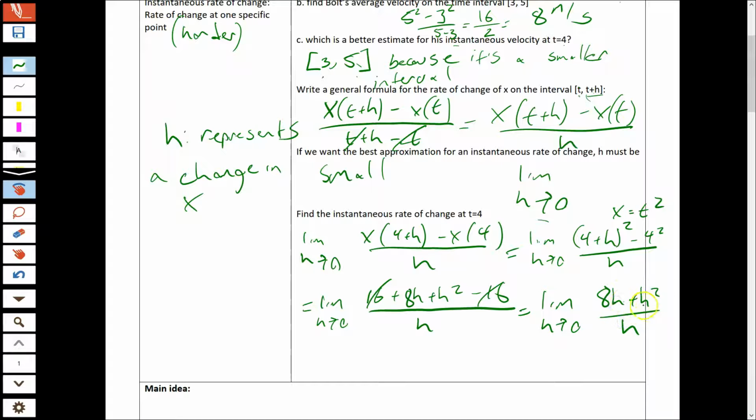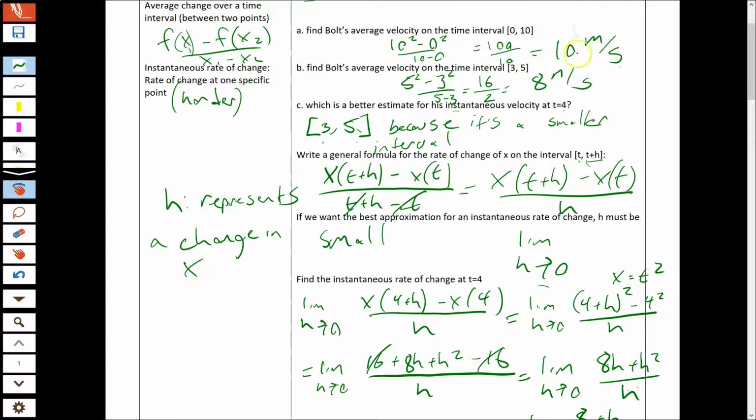And if I have only h's in these terms, I can pull an h out of each and divide by this h in the bottom to get rid of it. So 8h divided by h is 8, and then h squared divided by h is h. And then I can plug in a 0 because I no longer have it on the bottom. My limit is 8. This is an instantaneous rate of change. So this means that Usain Bolt at t equals 4 is traveling at 8 meters per second at that instant.